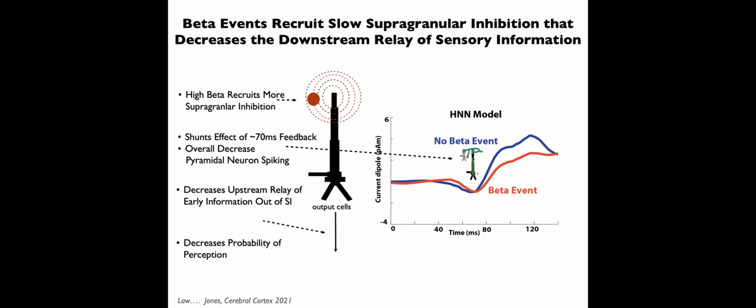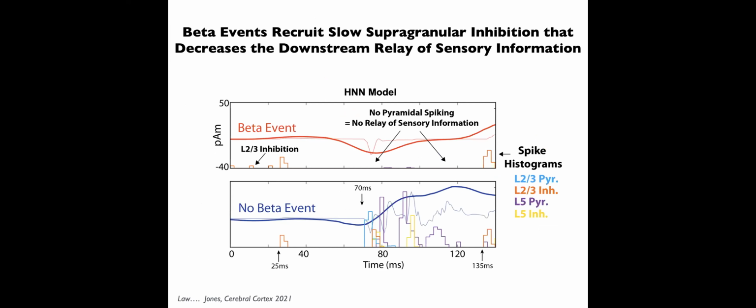So just to repeat that, beta rhythms are recruiting inhibition in the supragranular layers. When you give a tap to the finger, this feedback input can't get through, so you get less spiking in the pyramidal neurons. That decreases the amplitude of this peak, decreases the relay of information out of S1, and the subject says, I didn't feel the tap to the finger. Now, this is a model-based prediction that we're currently testing in collaboration with invasive recordings, with my colleague, Chris Moore at Brown University.